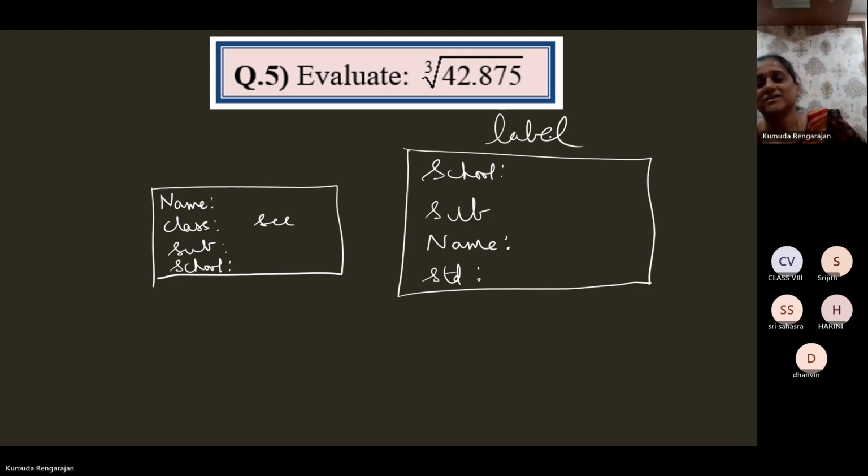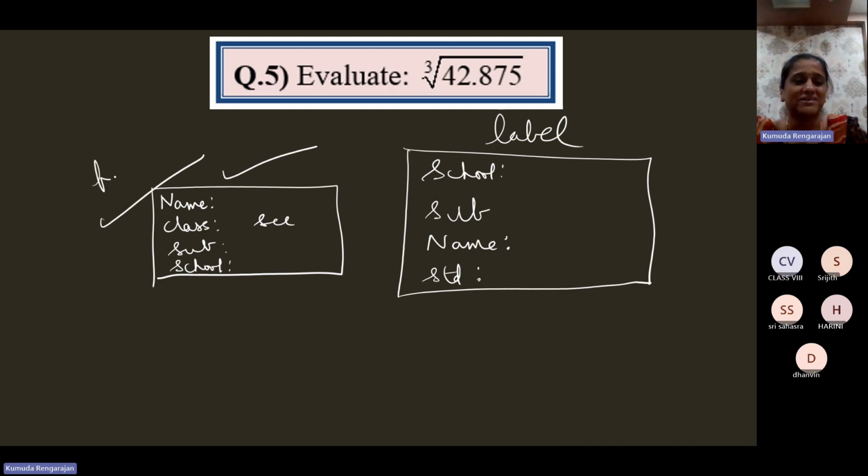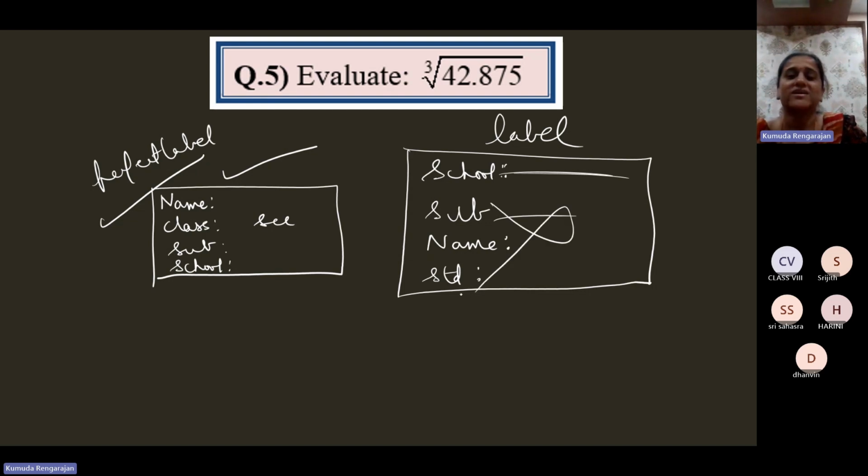So we are comfortable when you look at something like this: name, class, section, subject, school. This is a perfect label. This one is so crazy, with school first and then subject. You don't like this. Yeah, but both give the same information, right? Yes, ma'am.